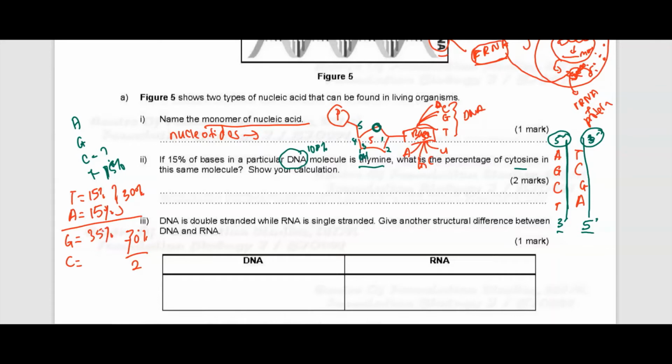So obviously for guanine and cytosine, each will have 35%. All right, so if you add up this percentage, it will equal to 100%.